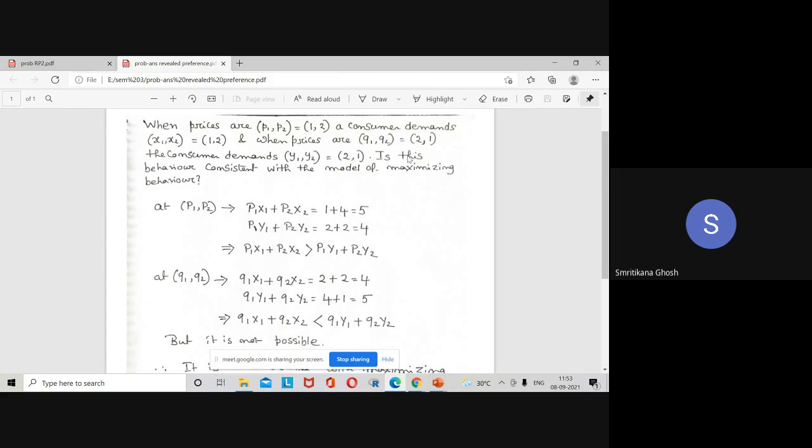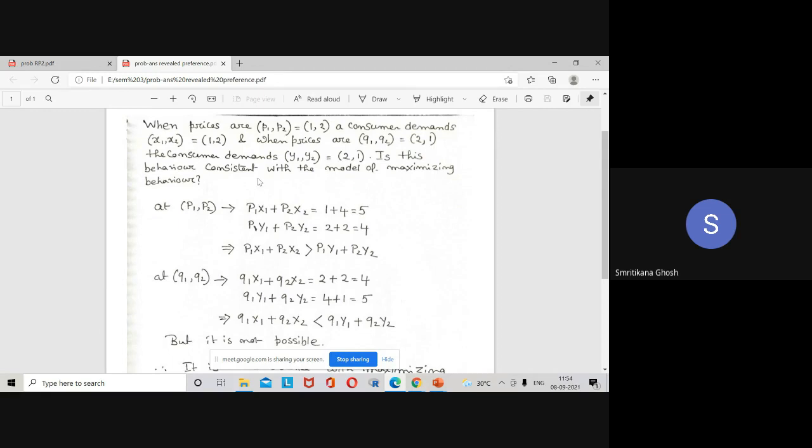So the question is: is this behavior consistent with the model of maximizing behavior? That means whether it is valid if you accept weak axiom of revealed preference. This is the actual question. So we have to check.